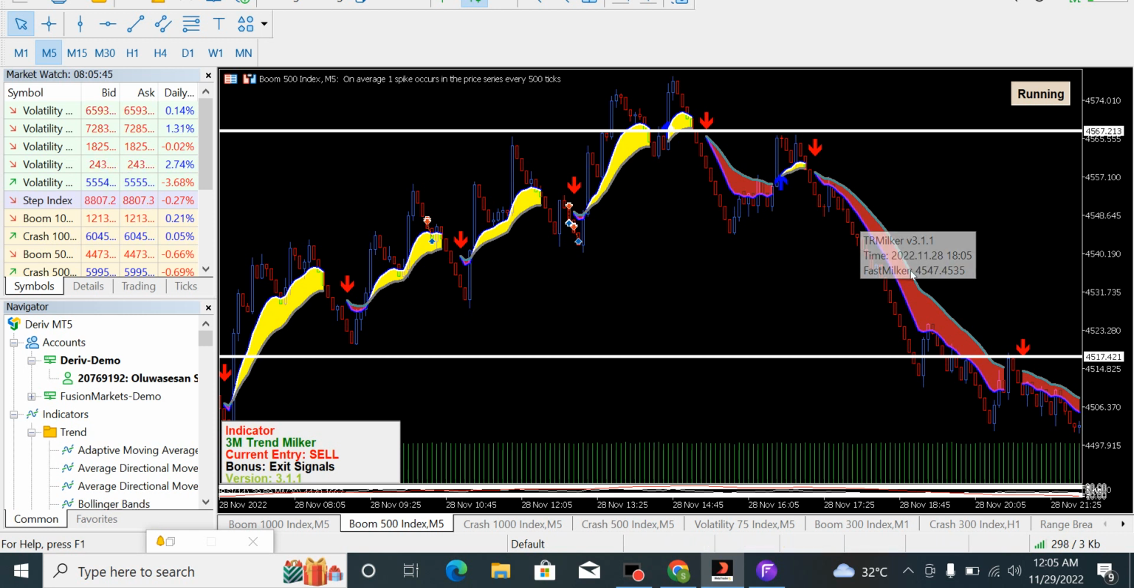We also have the red flag and the yellow flag. The yellow flag shows that the market is on uptrend, the red flag shows that the market is on downtrend. All these are very, very important.